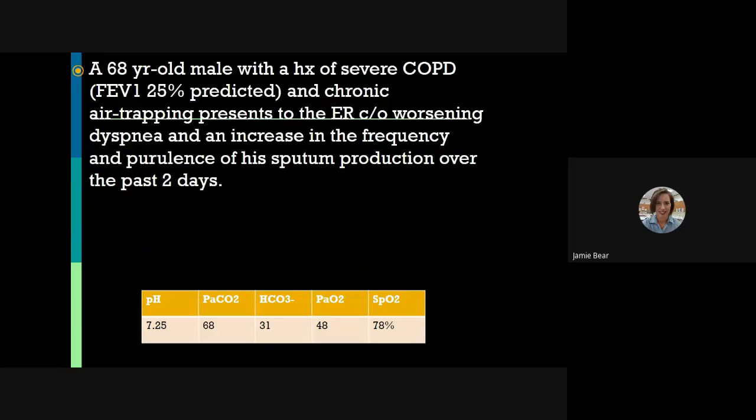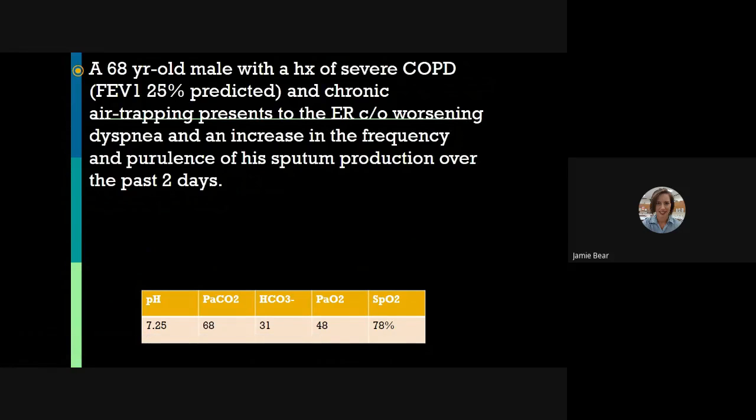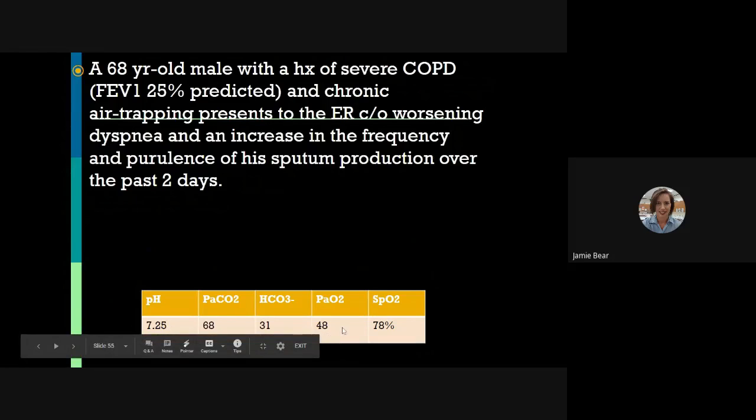A 68-year-old male with a history of severe COPD with an FEV1 of 25% predicted and chronic air trapping presents to the ER complaining of worsening dyspnea and an increase in the frequency and purulence of his sputum production over the past 2 days. His pH is 7.25, his PaCO2 is 68, bicarbonate of 31, and PaO2 of 48 with a saturation of 78. This person has a partially compensated respiratory acidosis with moderate hypoxemia.